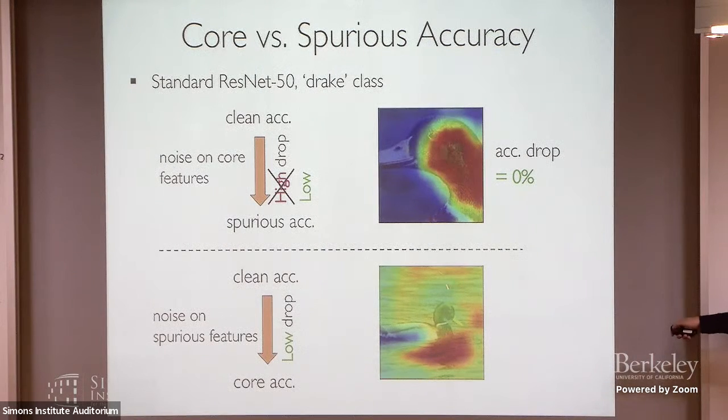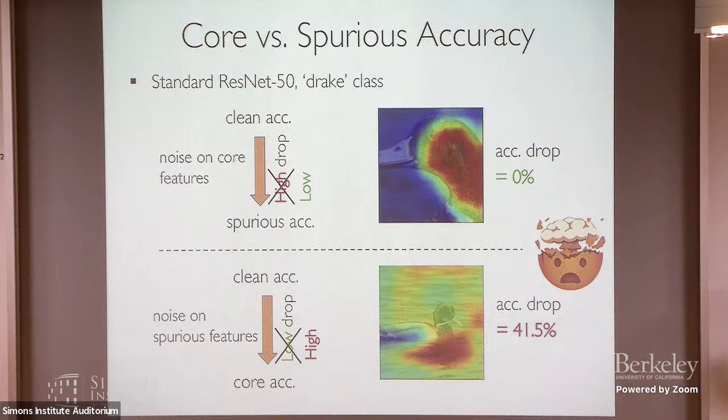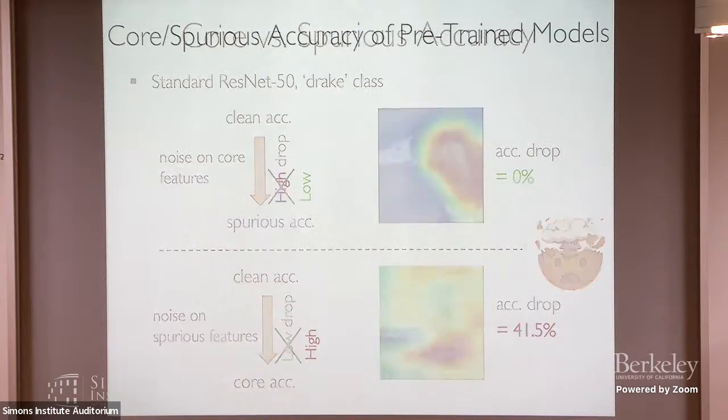Here we are adding noise to the spurious part, which is the water. We expect a small drop in the performance. We get 41% drop in the performance. This was, for me, mind-blowing when I first saw these results. Basically, it should be the other way around. So I'll skip the rest.